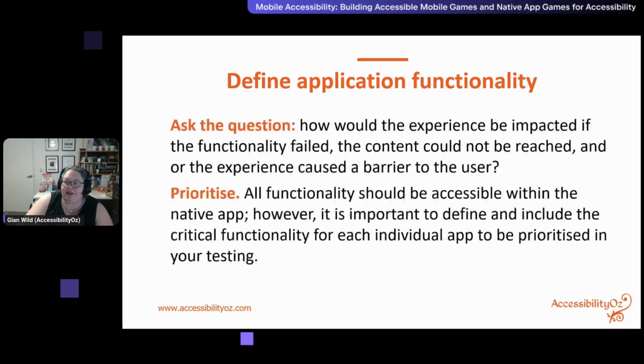So ask the question, how would the experience be impacted if the functionality failed, the content could not be reached, and or the experience caused a barrier to the user, and then prioritize. So all functionality should be accessible. However, it's important to define and include the critical functionality for each individual app to be prioritized in the testing.